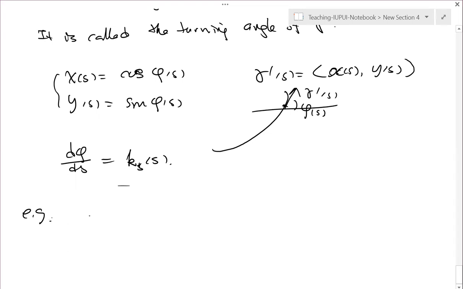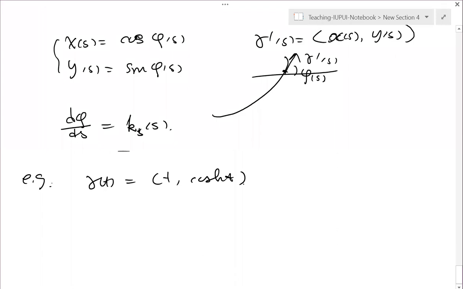I like the example: gamma t equals (t, hyperbolic cosine t). Can we compute the curvature? We compute the curvature in two different ways. One is using a formula. You view it as a curve in three-dimensional space, and you can use a cross product. Compute the curvature.